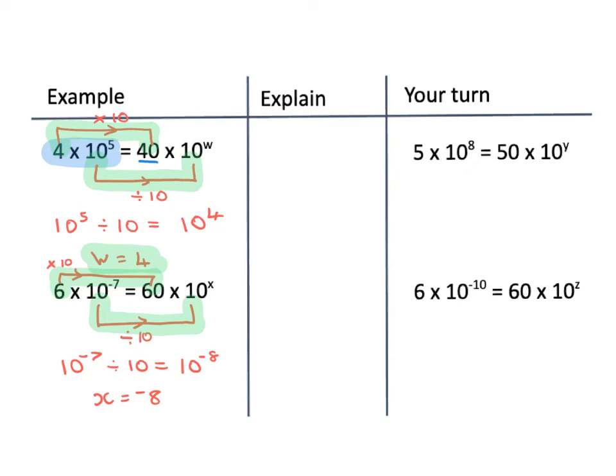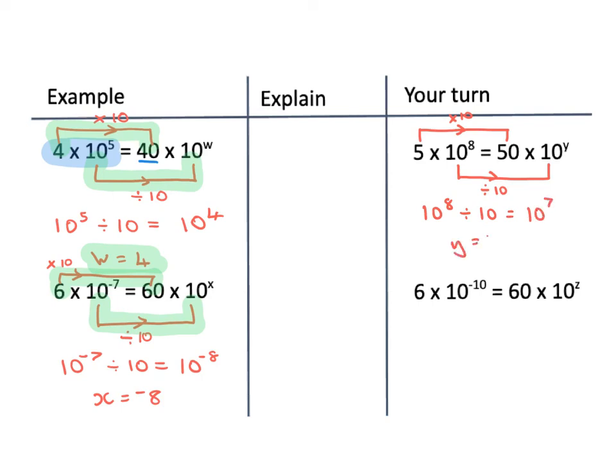So hopefully now you've had a go at both copying out the left-hand side, you've had a go at the right-hand side yourself, and also explained your process. Now let's quickly go through the answers to the 2 remaining questions. Here, to get from 5 to 50, we've had to multiply by 10. Therefore, to compensate, we have to divide the power of 10 by 10. Therefore, to find our answer, we need to do 10 to the power of 8 divided by 10, which gives us 10 to the power of 7.